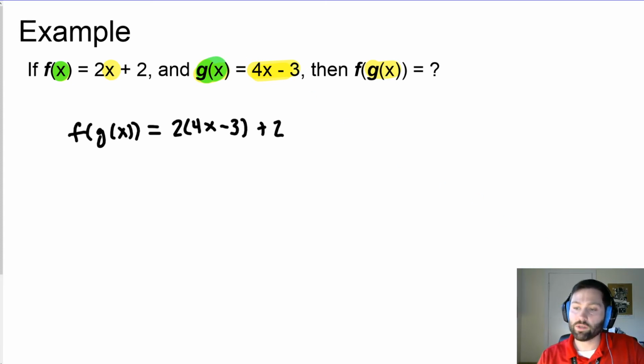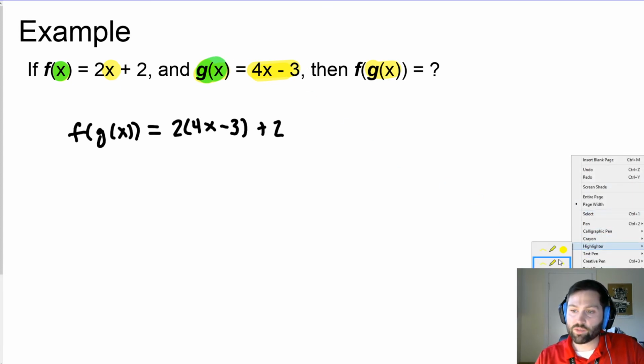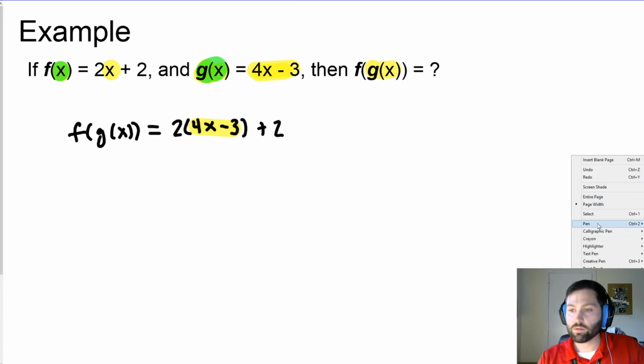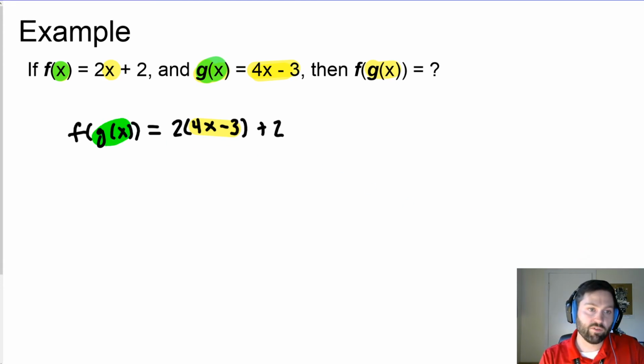So notice that in the expression here, where there was an x, there is now 4x minus 3, or g of x, which is exactly what we want. We want f of g of x. This is my goal on the left side. Now all I have to do on the right side is to actually simplify it.